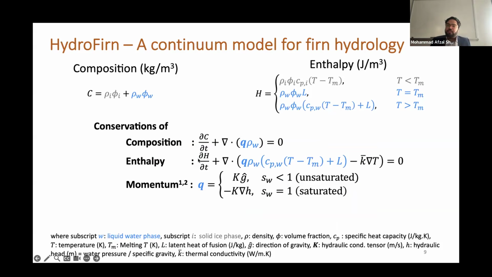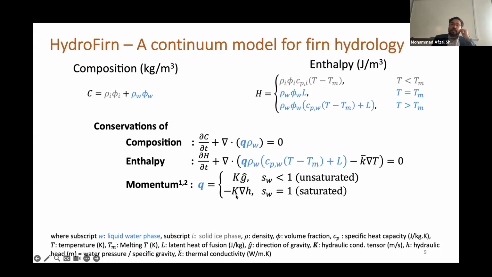The second conservation is of enthalpy, which says that there is a change in enthalpy with time if there is a flux of enthalpy. And that flux could be divided into two parts. The advection part, shown here in blue color, which is heat carried along with moving liquid water, and it's the same as what you defined previously. And then due to temperature gradients, there can also be conduction. So the next term is the heat conduction part.